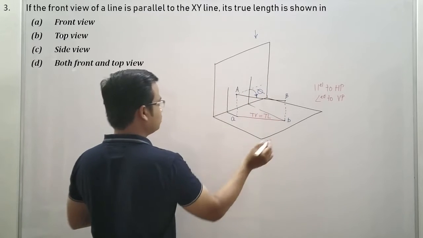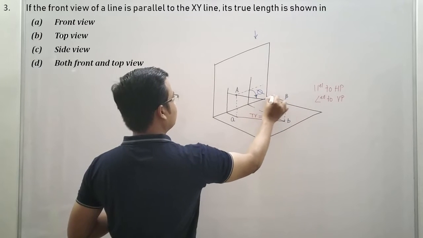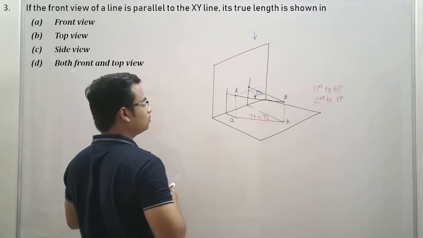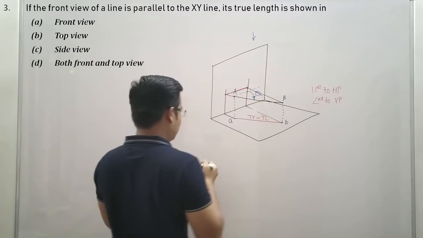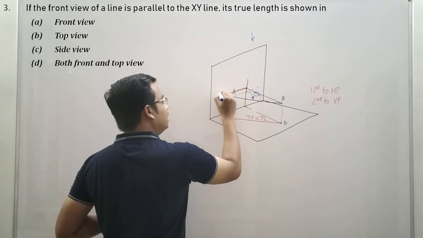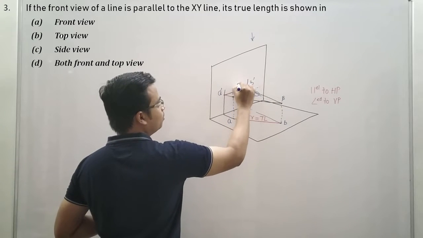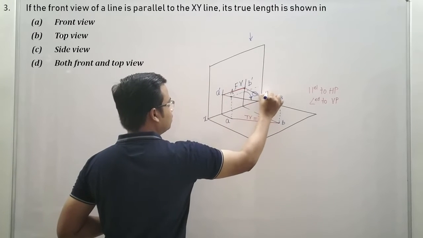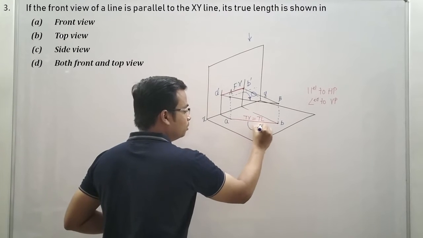Okay, something like this. If you take a look at this line from over here, this is where it's going to be, somewhere here. This is the front view of the line, and if I want to mark the end points, it would be A dash and B dash. You can clearly see that this front view is absolutely parallel to this XY line. In that case, the top view will show the true length.